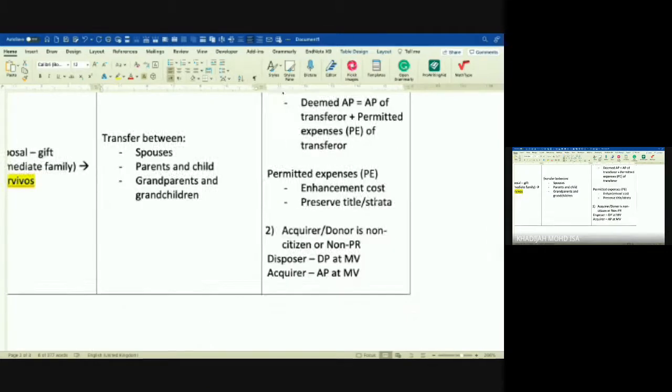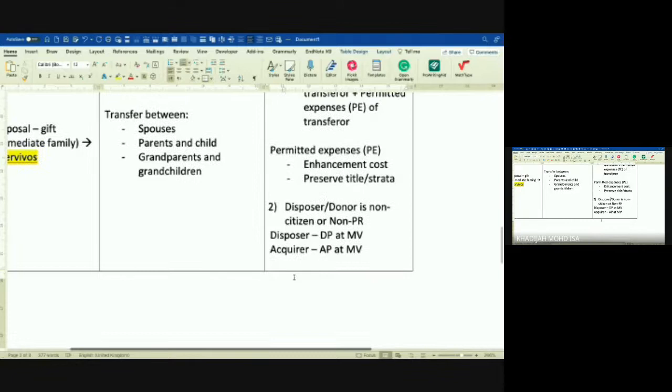But if the disposer, not the acquirer, is a non-citizen or a non-permanent resident, then the disposer is deemed to dispose at market value and the acquirer is deemed to acquire the property at market value.